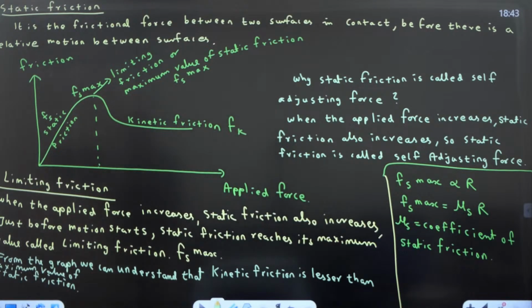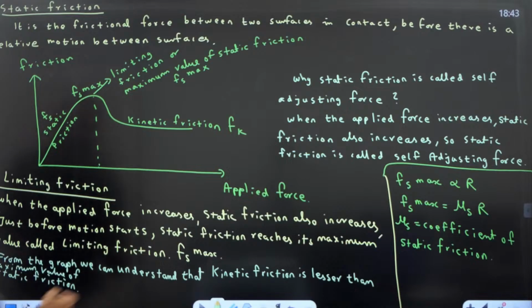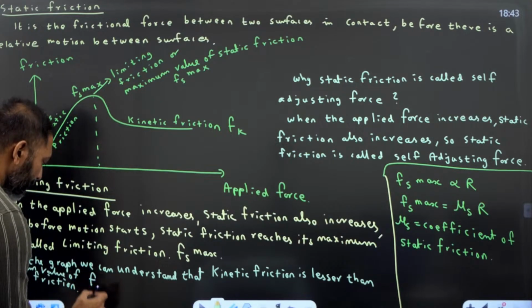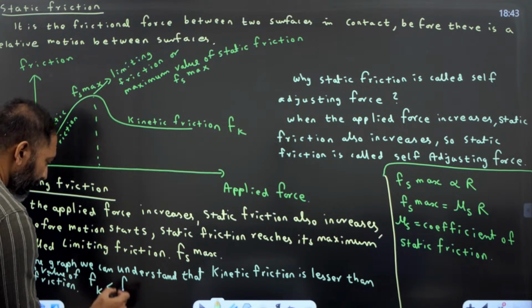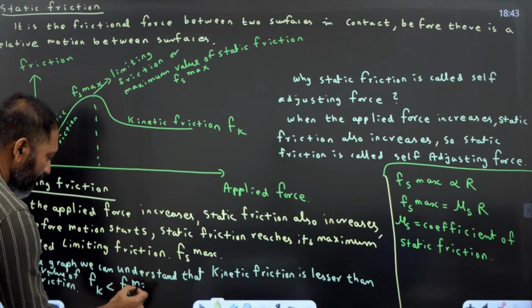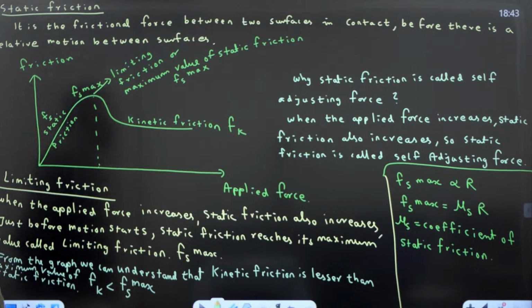I should add one more point. Fk, that is kinetic friction, is lesser than Fs max. Kinetic friction is lesser than the maximum value of static friction.